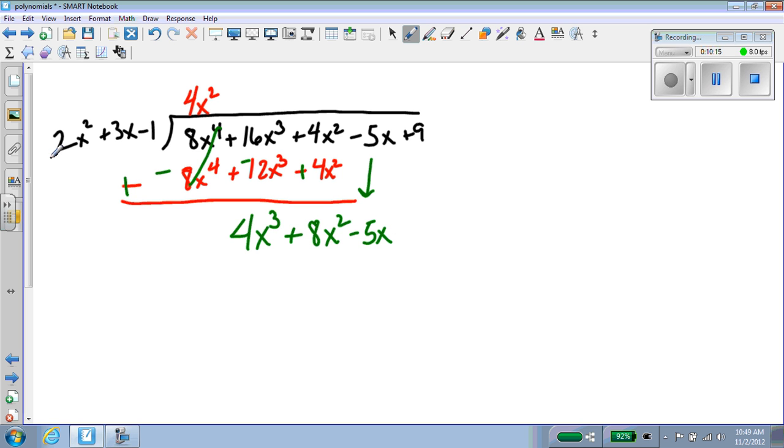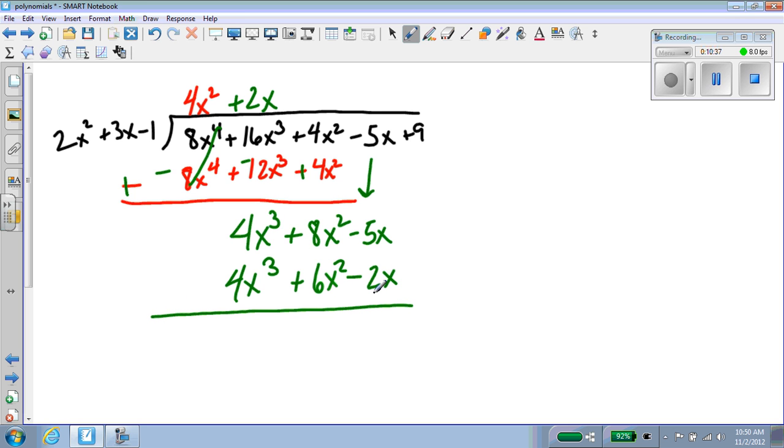What would I have to multiply 2x squared by to get 4x to the third? I would multiply it by 2x. Everybody gets multiplied by 2x. 4x to the third plus 2x times 3x, 6x squared. 2x times negative 1, negative 2x. Draw a line and subtract, which means I add the opposite. So I have 2x squared minus 3x, bring down plus 9.